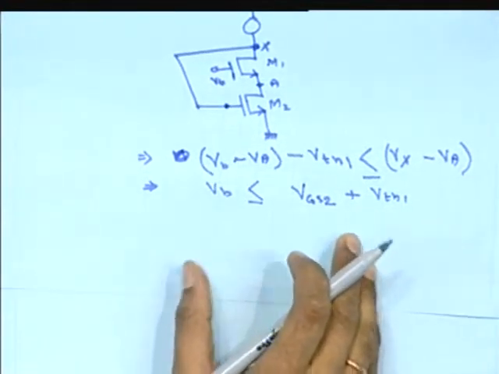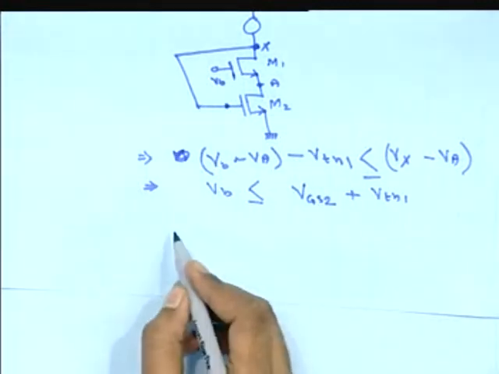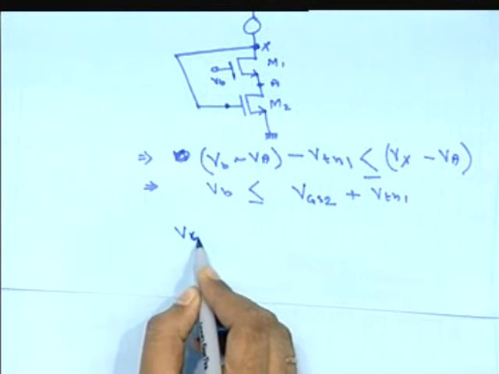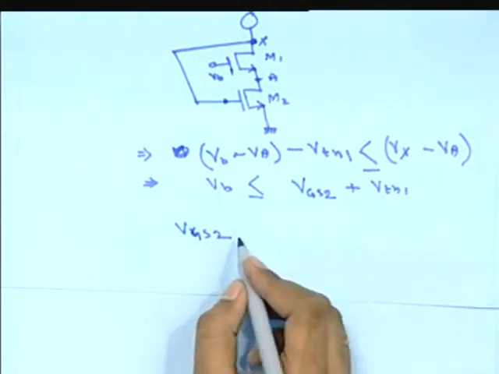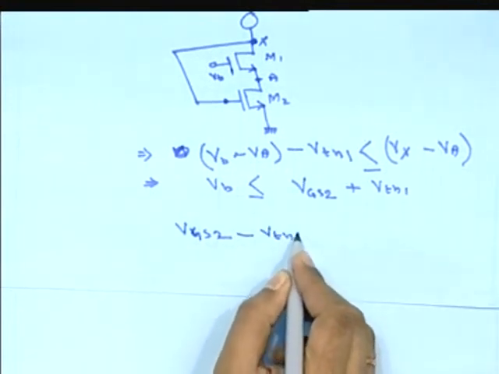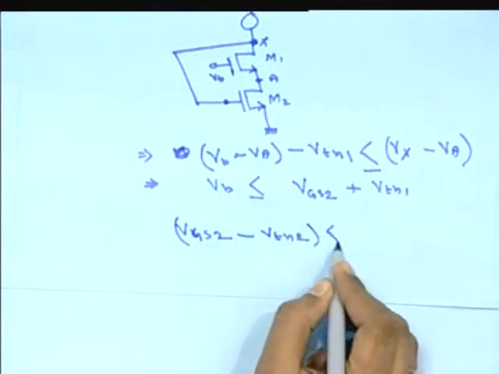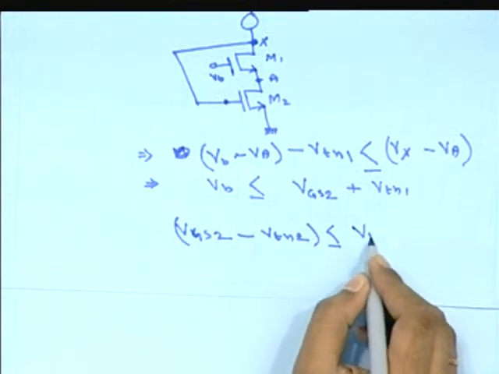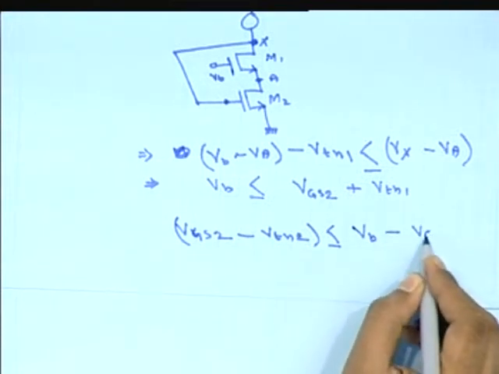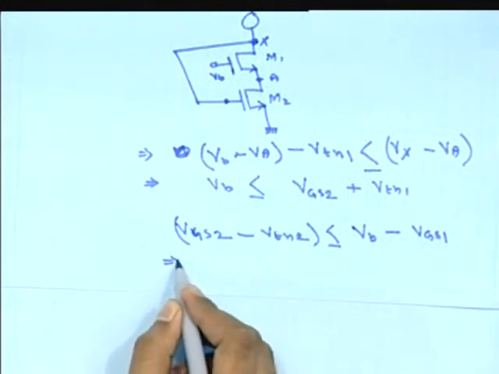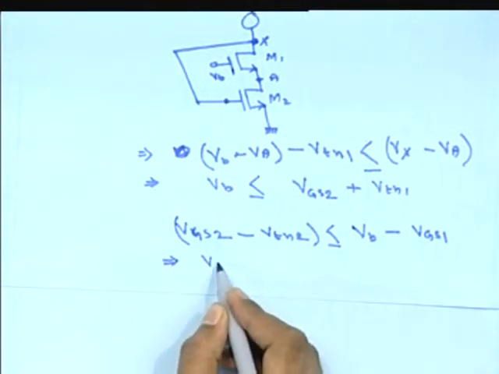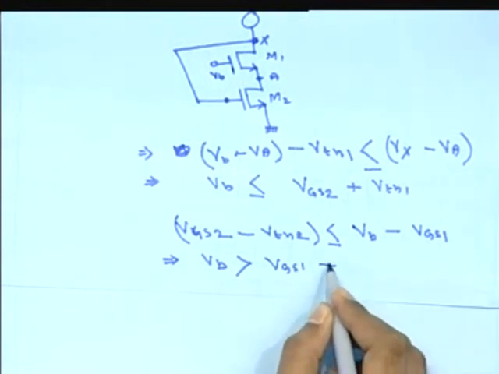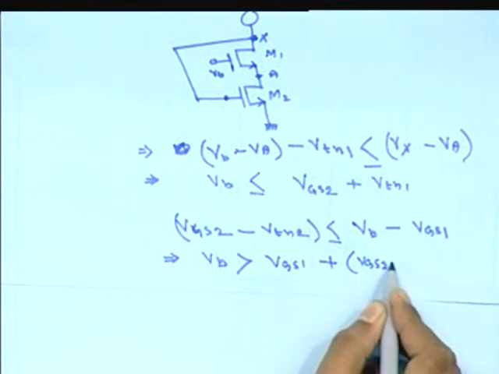Simultaneously we need M2 to be in the saturation region. From that we see that Vx, that is VGS2 minus VTH2, should be less than or equal to VA. Now what is VA? VA is nothing but VB minus VGS1. From that we are saying that VB should be greater than VGS1 plus VGS2 minus VTH2.